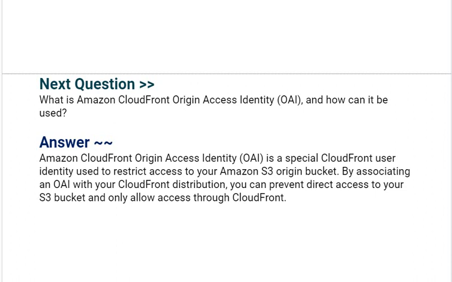Our next interview question is: what is Amazon CloudFront Origin Access Identity (OAI) and how can it be used? Your answer should be: Amazon CloudFront Origin Access Identity (OAI) is a special CloudFront user identity used to restrict access to your Amazon S3 origin bucket. By associating an OAI with your CloudFront distribution, you can prevent direct access to your S3 bucket and only allow access through CloudFront.